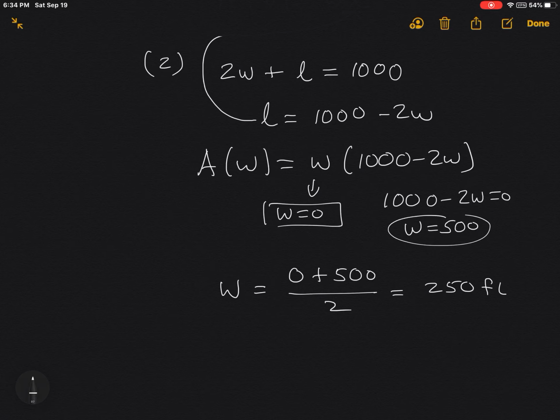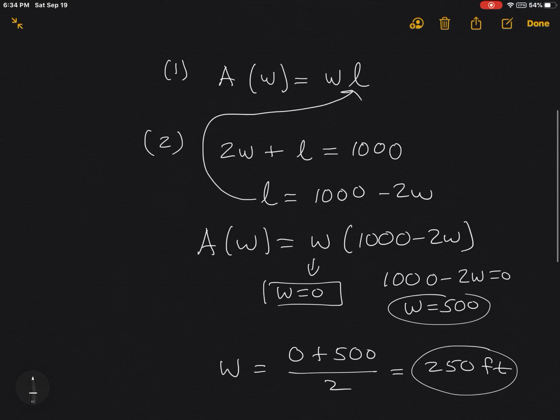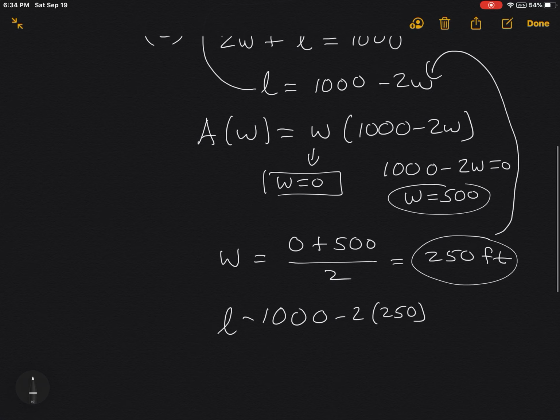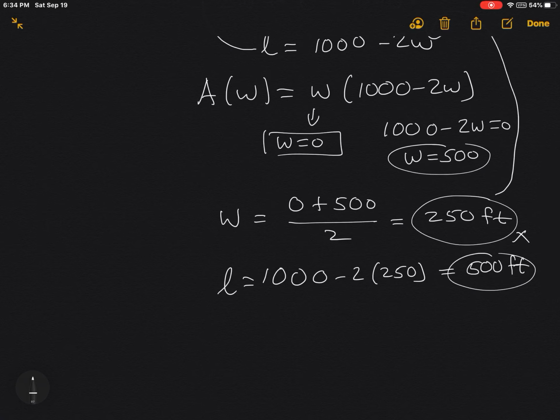Okay, so I think the units were in feet, right? And then to get the length, of course, you can plug it back in here. So 1,000 minus 2 times 250. Your length will be 1,000 minus 500, which of course is just 500 feet. Okay, so 250 by 500. And of course, to find the maximum area, you just multiply those two numbers. Your max area is just going to be 125,000 feet squared.